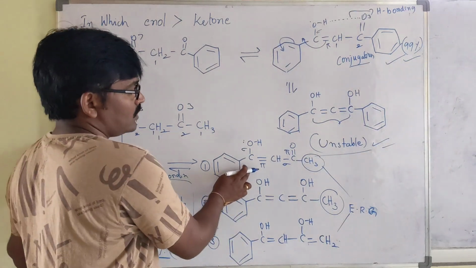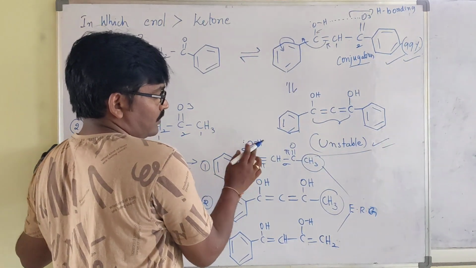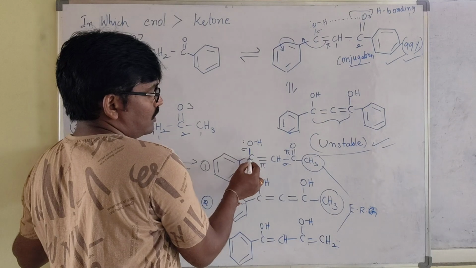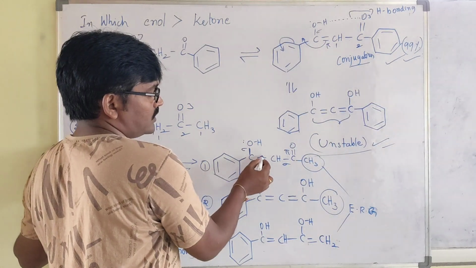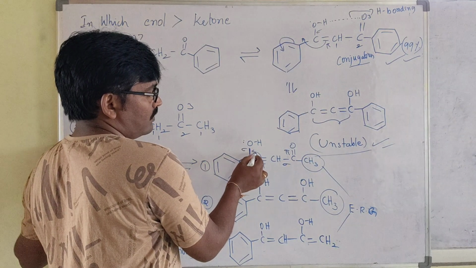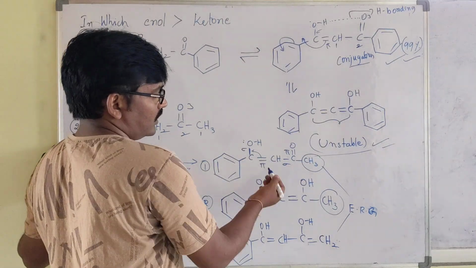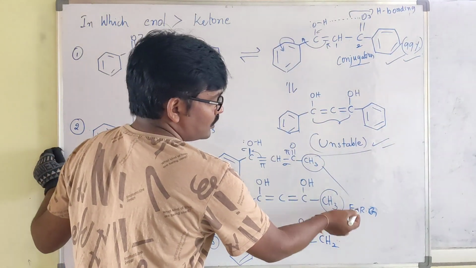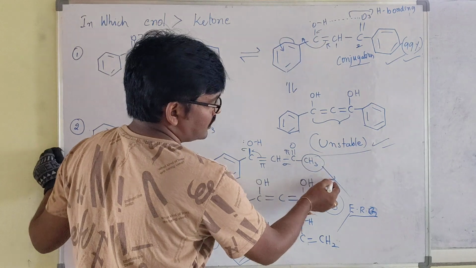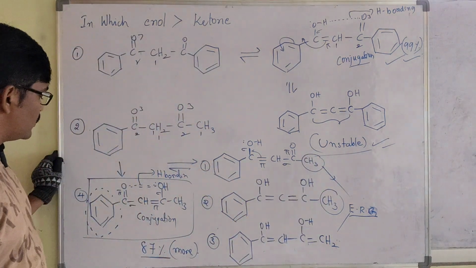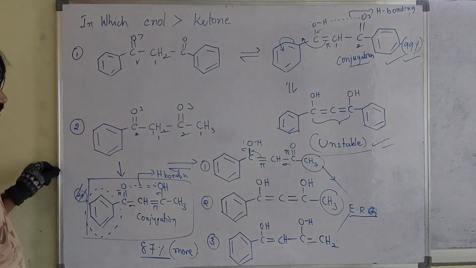Of course, even here also it is attached, but here, sigma bond and sigma bond, both when it is shifted to there or when it is shifted to there. So here, an electron releasing group also is there. Electron releasing groups decrease the stability. So that is why it is more stable when compared to this.